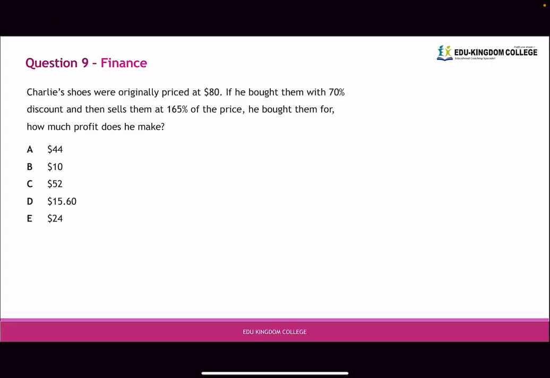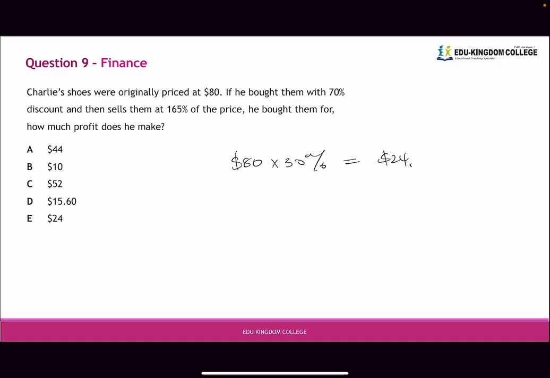Last 2 questions now. So Charlie buys shoes that were originally $80, but he gets 70% off. So he buys them at 30% of the original price. And what that is, $24. So that's just some quick mental maths there. Divide by 10, times by 3. And then he sells them at 165% of the price that he bought them for. So how much profit does he make?